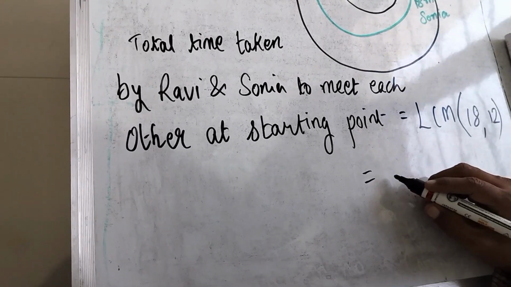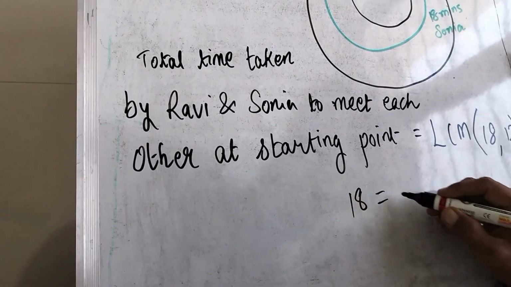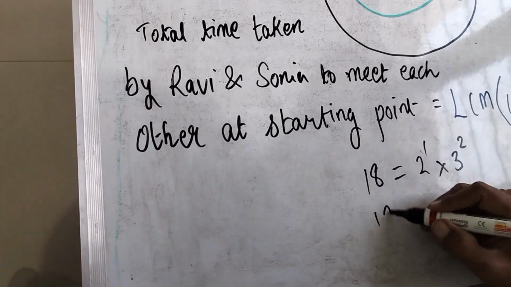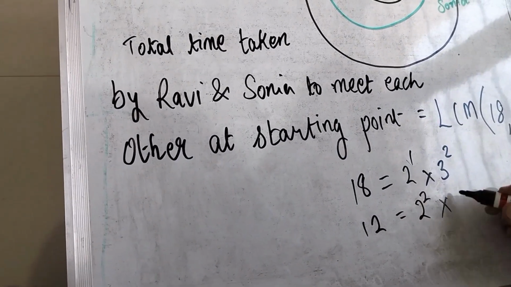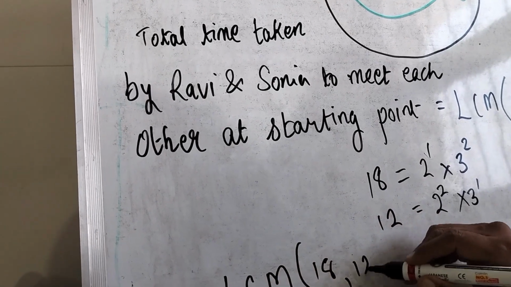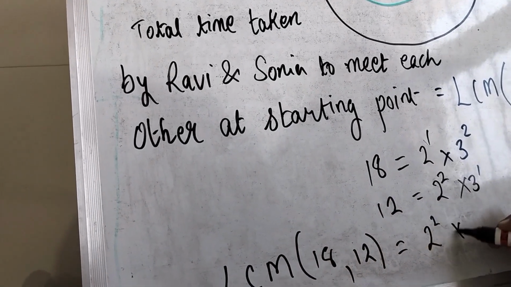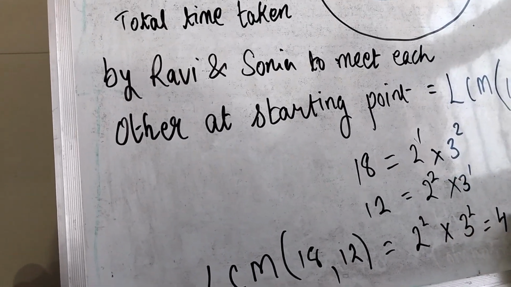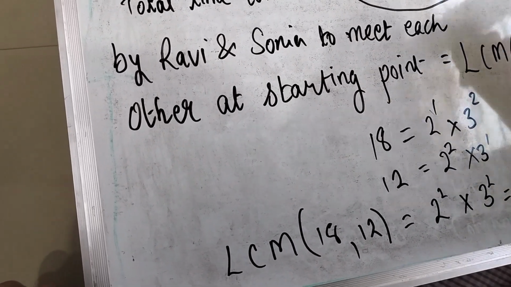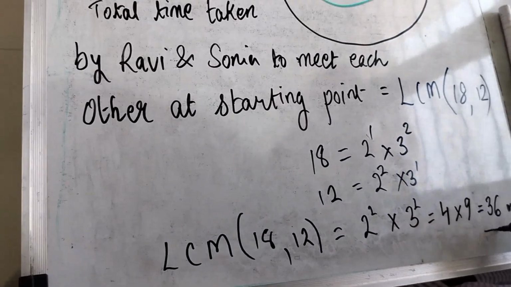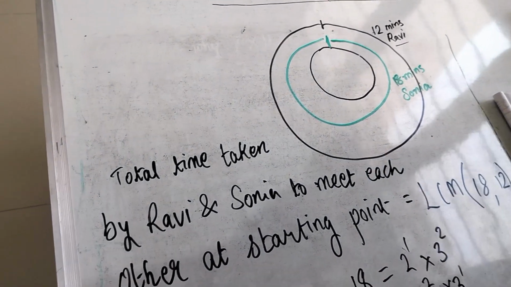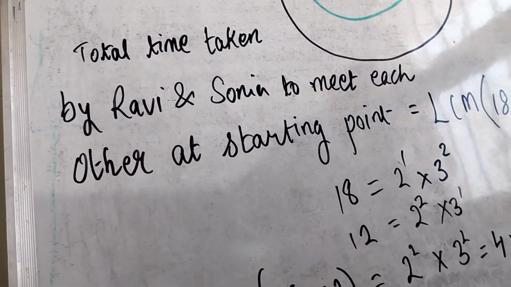18 और 12 का एलसीएम ढूंढने के लिए आपके पास 18 का भी फैक्टर्स होना ज़रूरी है। 18 के फैक्टर्स है 2^1 into 3^2 और 12 के फैक्टर्स है 2^2 और 3^1। सो एलसीएम क्या मिला आपको, 18 और 12 का ग्रेटेस्ट पावर्स ऑफ फैक्टर्स। So 2^2 is 4, 3^2 is 9, which gives you 36 minutes. तो दोनों कब मिलेंगे एक दूसरे के साथ, 36 मिनट्स के बाद मिलेंगे। So total time taken by Ravi and Sonia to meet each other at starting point is after 36 minutes. Understood everybody?